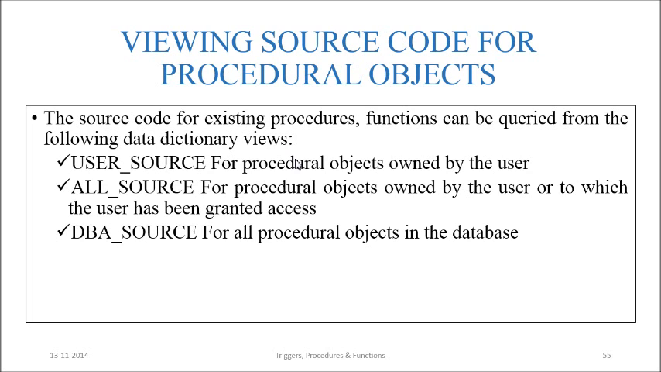Viewing source code for procedural objects. So the existing procedures and functions source code can be queried from the data dictionary views. There are three types of data dictionary views, that is USER_SOURCE, ALL_SOURCE and DBA_SOURCE. From USER_SOURCE, procedural objects owned by the user can be queried. From ALL_SOURCE, procedural objects owned by the user and for which he is granted access can be accessed. Then DBA_SOURCE for all the procedural objects in the database.